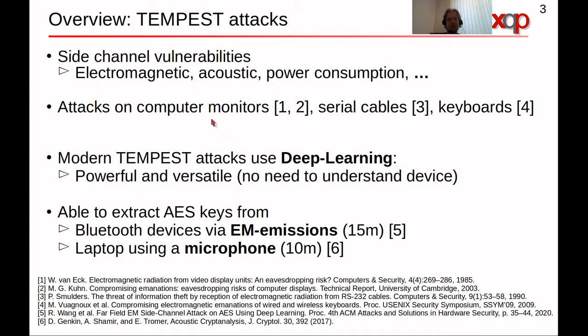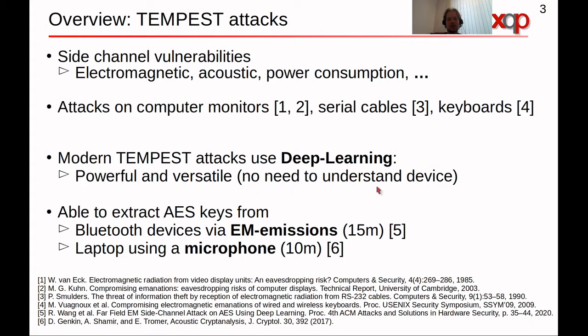Since then, regulations and certifications have been put into place to make sure that consumer-grade devices or devices meant for more security-critical applications don't have such emissions that can be easily exploited. Nevertheless, this field of research is still very relevant today. In particular, recently the use of deep learning methods has made TEMPEST attacks more powerful and versatile. This is because using such methods there is no longer any need for the very complex signal processing required in earlier attacks to extract secrets from recorded emissions.